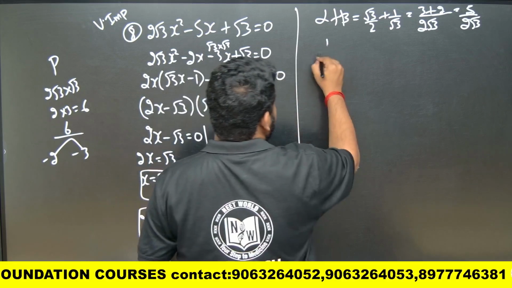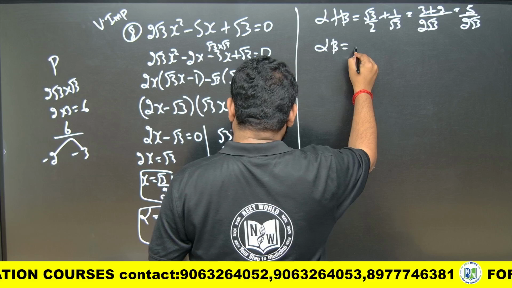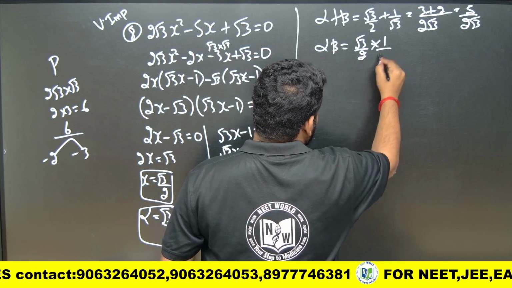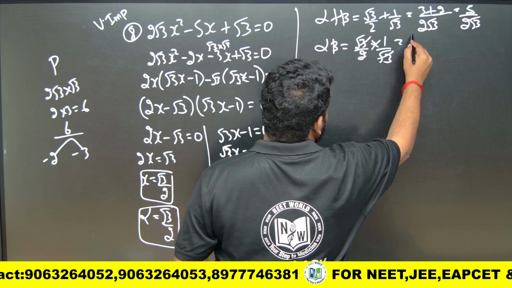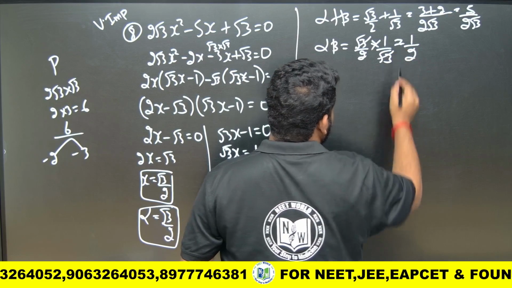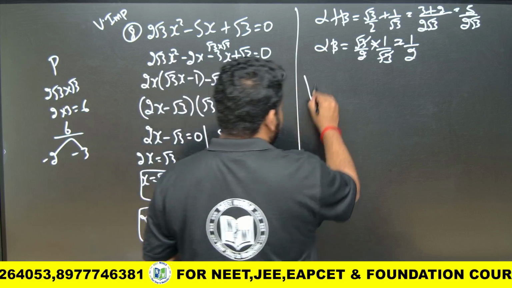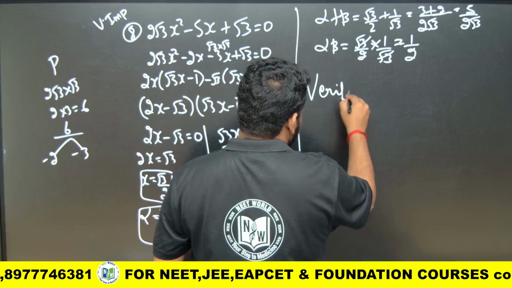Now, product of the zeros. Product of the zeros is alpha beta, that is root 3 by 2 into 1 by root 3. So, what it will become? Root 3 cancels, I will get it as 1 by 2. So, product of the zeros is 1 by 2. Now, let us verify. Verification.